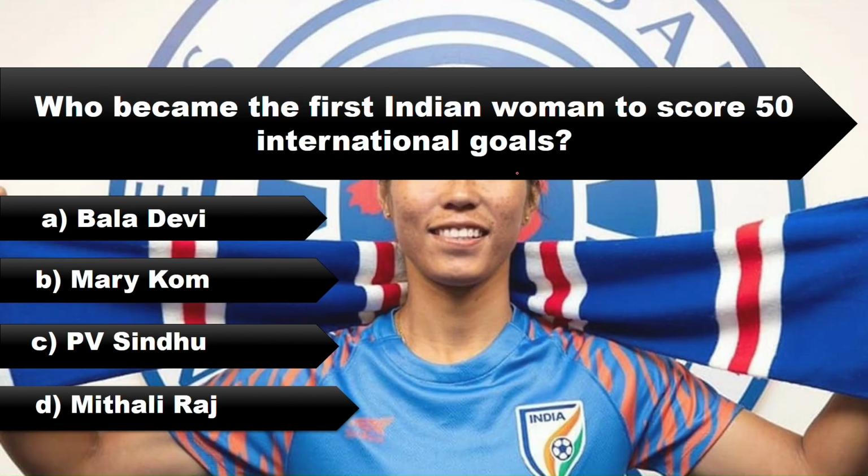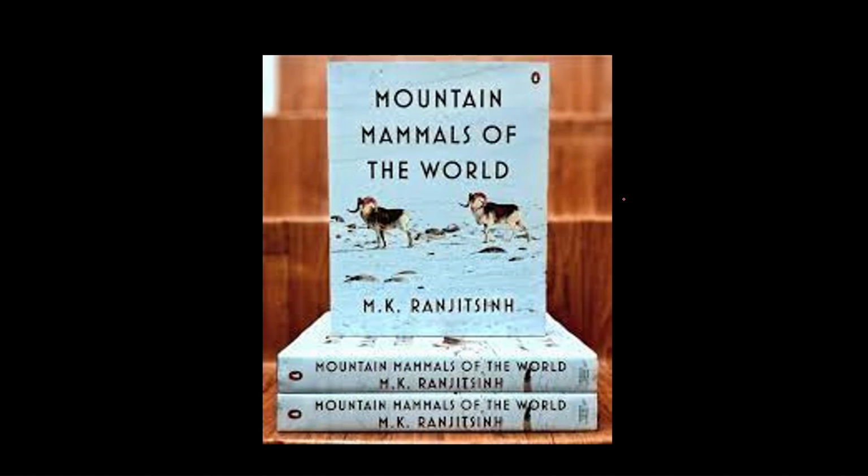Next question is about who became the first Indian woman to score 50 international goals. It is important because she is the first and it's related to your football. Okay, the name here is Bala Devi. So you need to remember the name. Next is about the book that has come recently into light. The name of the book is Mountain Mammals of the World and it was written by M.K. Rajistish. Okay, so the name of the author and the name of the book are important.